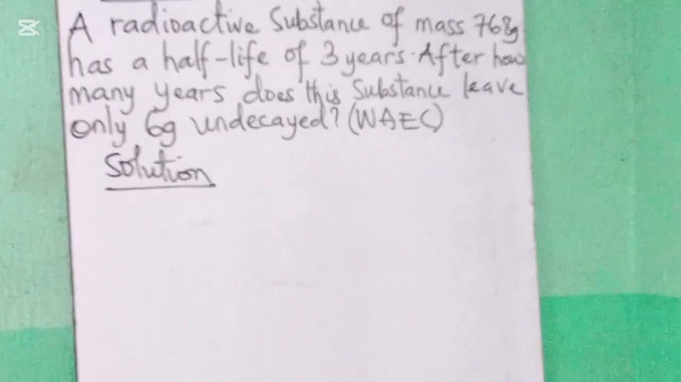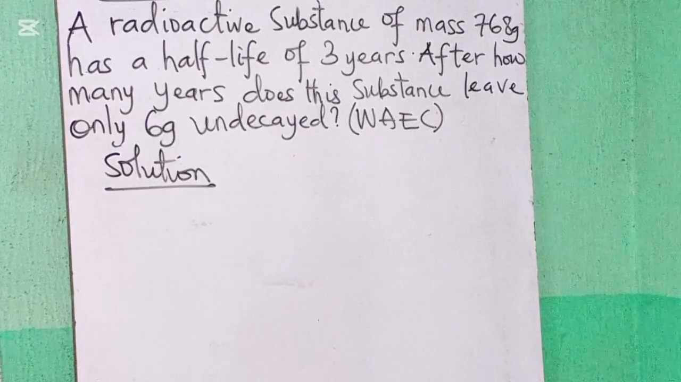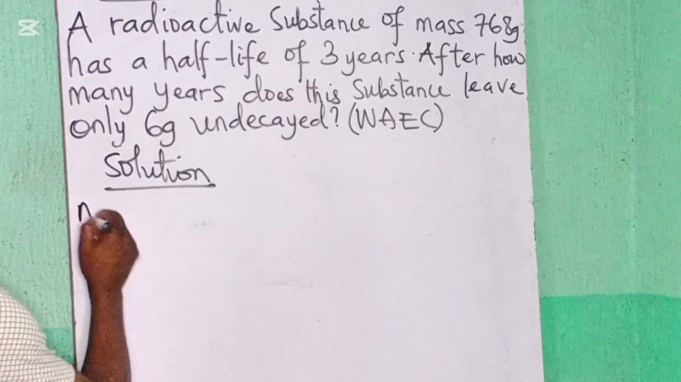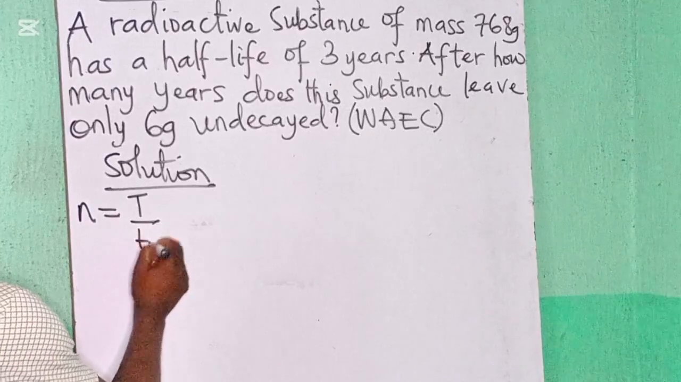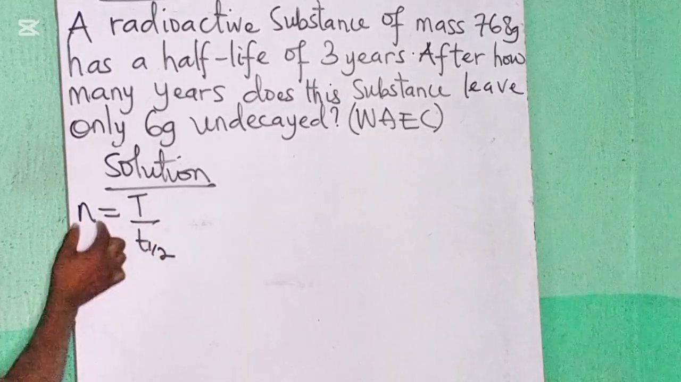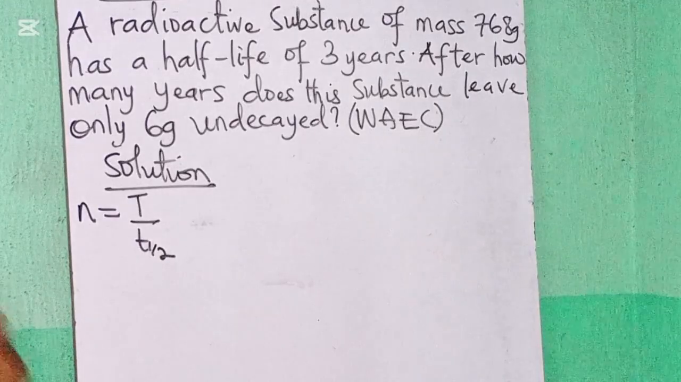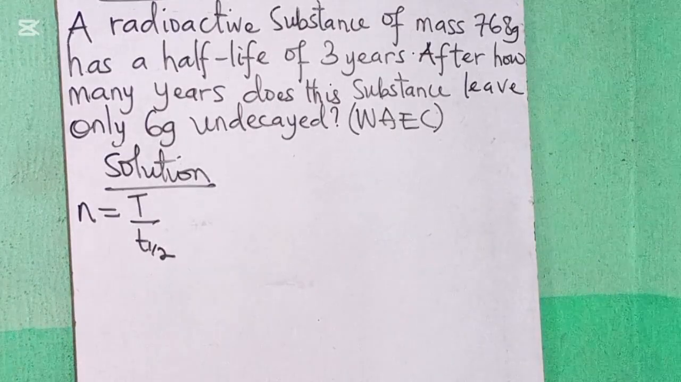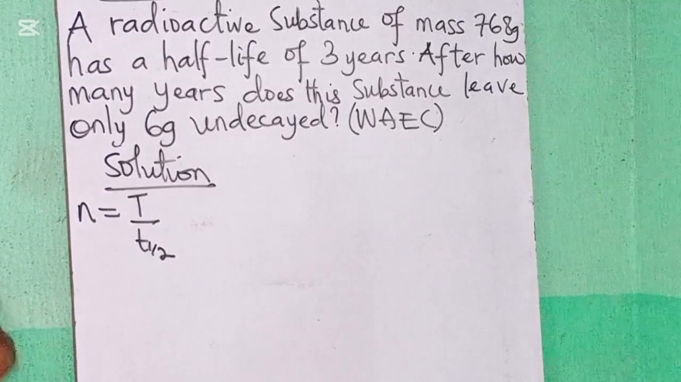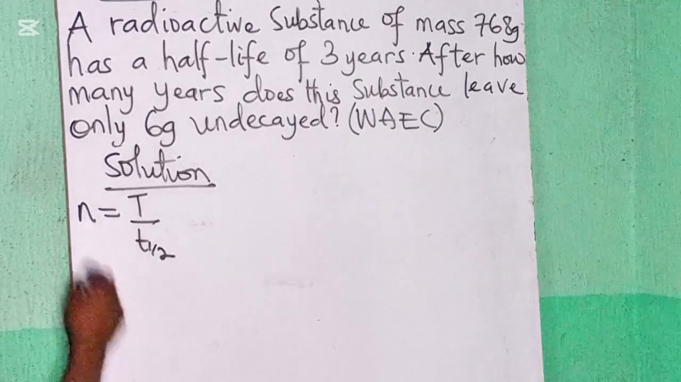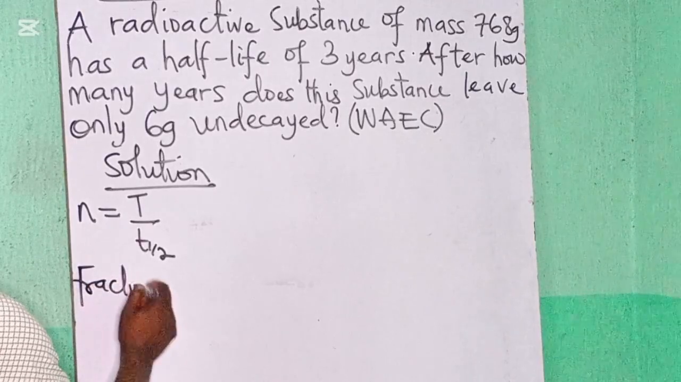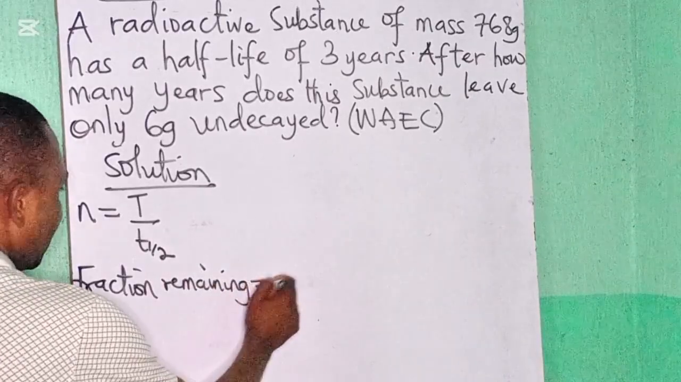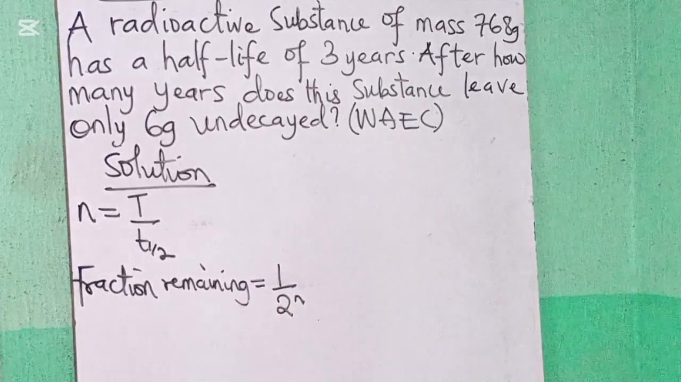Now, I gave us a simple formula the last time we talked about half-life part 1, so I'm still going to be applying the same formula here. We said n is equal to big T over T half-life. Recall that n stands for the number of half-lives of the radioactive substance. The big T here represents the time, and this T half here represents the half-life. I also gave us the fraction remaining, which is given as 1 over 2 raised to the power of n.